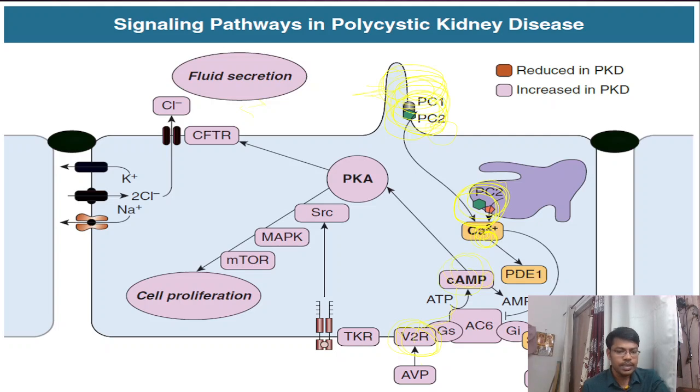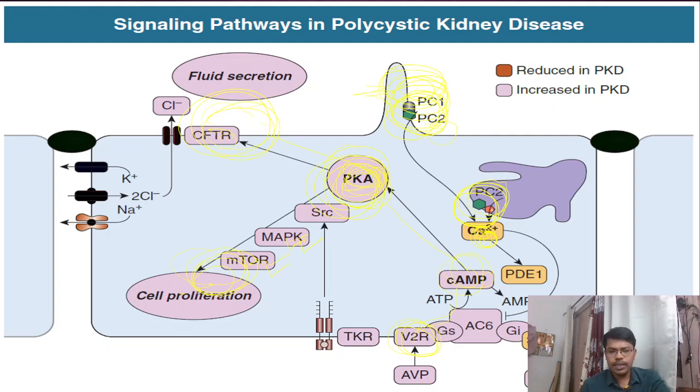If cyclic AMP is very active, what will happen? It activates the protein kinase. Protein kinase is sitting in the center. Once it is activated, chloride secretion can happen through the cystic fibrosis transmembrane receptor. On the other side, cell proliferation can happen. Between these, there are the mTOR pathway, MAPK, mitogen associated protein kinase, and mammalian target of rapamycin. These are some signaling pathways which lead to cell proliferation.